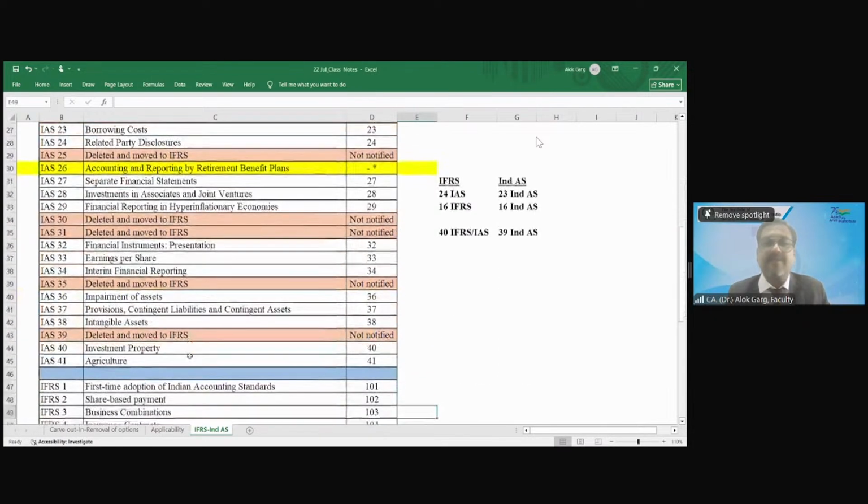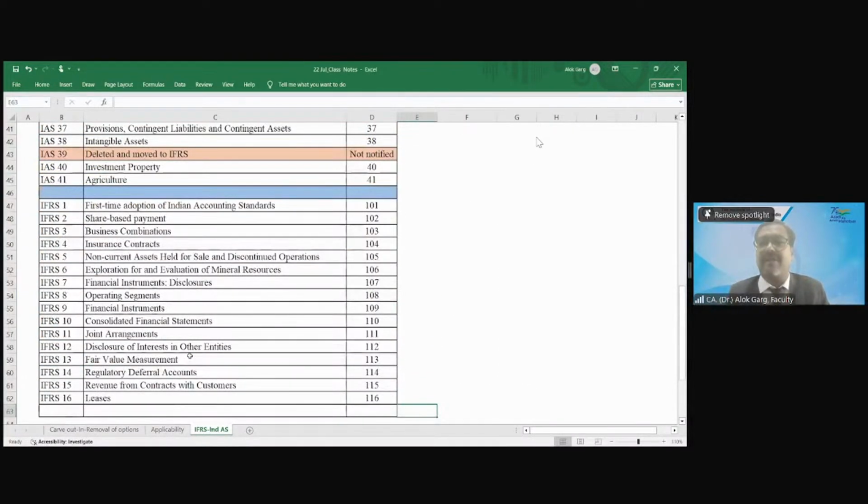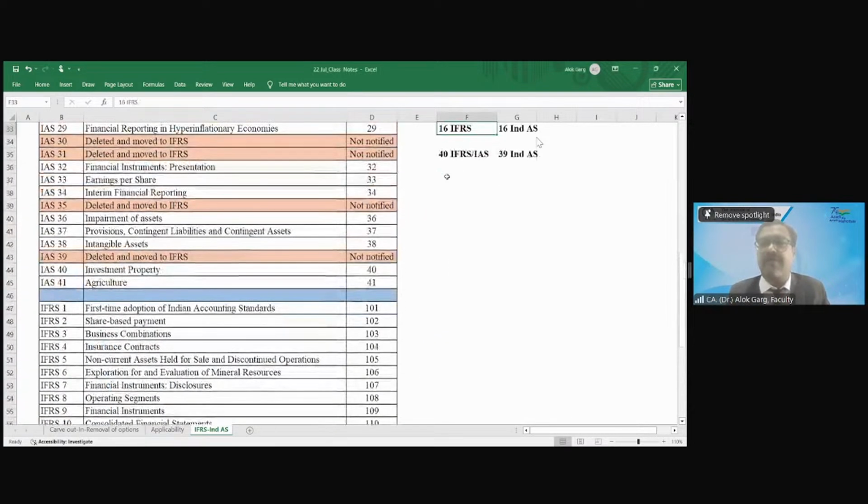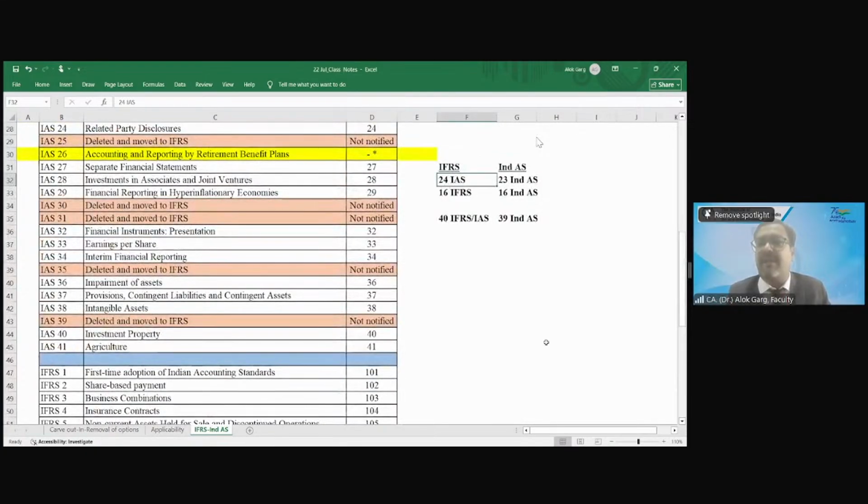So friends, for all the IFRS series of standards, IFRS 1 to IFRS 14 and IFRS 16, we have issued Ind AS 101 to Ind AS 116. You will find this in chronological order because we have all the IFRS standards. So in total we have 24 IAS, 16 IFRS, 40 IFRS and IAS. In Ind AS, we have 23 Ind AS and 16 Ind AS in comparison to 16 IFRS. So in comparison to 40 standards, we have 39 Ind AS.